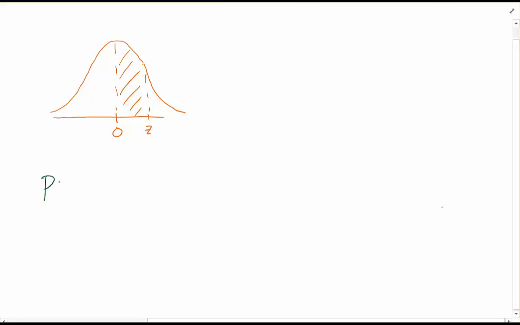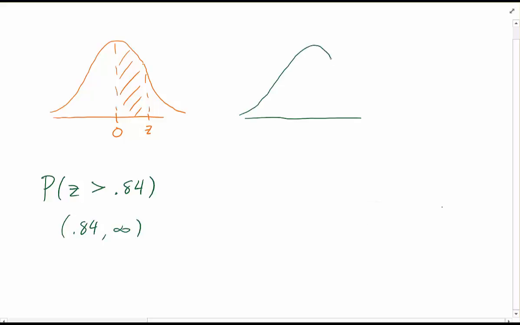Okay, let's try the probability that z is greater than 0.84. Okay, so my interval now is 0.84 to infinity, and the probability of being in that interval is the area under the density function above the interval. So I need to find that area.